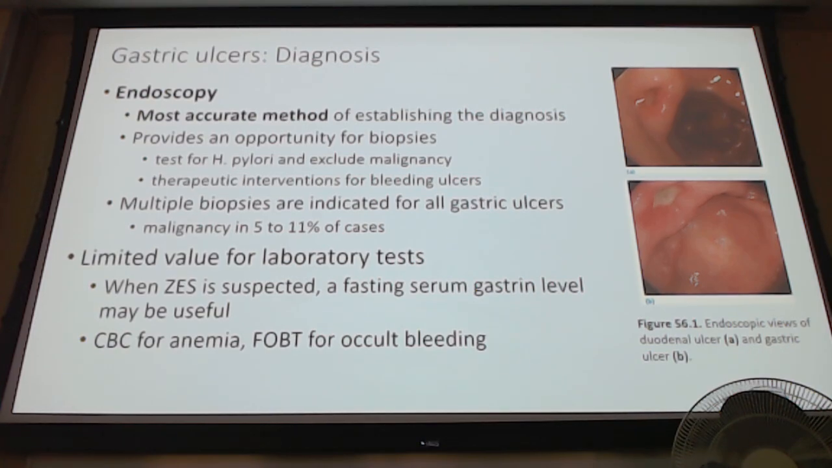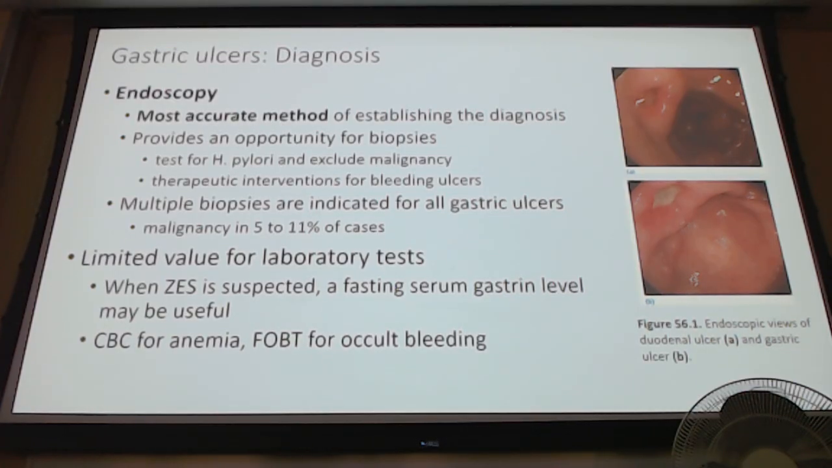Endoscopy is the most accurate method of diagnosis. We have the clinical diagnosis just from what they say, food equals pain, but we really have to see it in order to diagnose it. It also provides opportunities for biopsies, testing for H. pylori, and testing for malignancies. If it's bleeding, we can do therapeutic interventions.